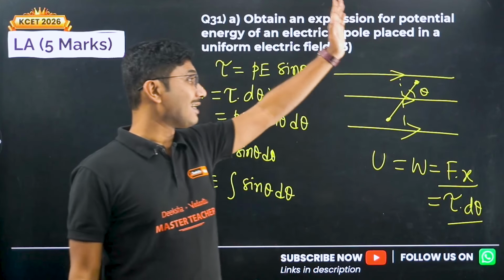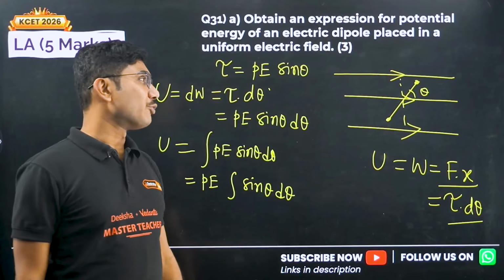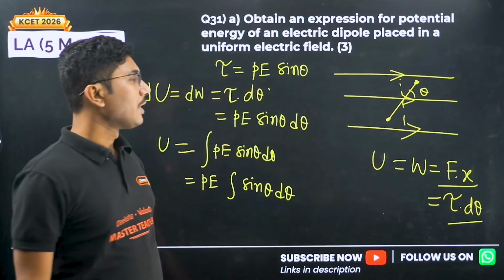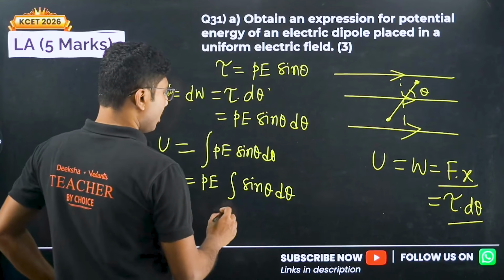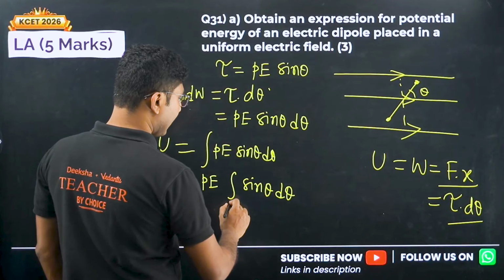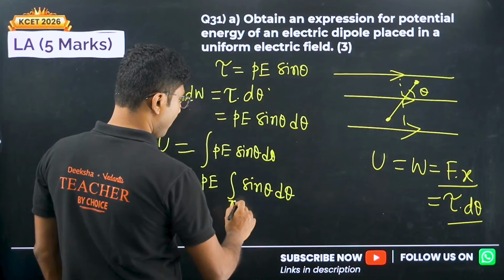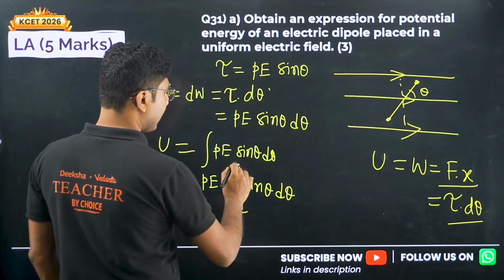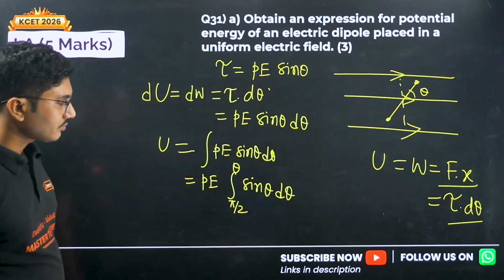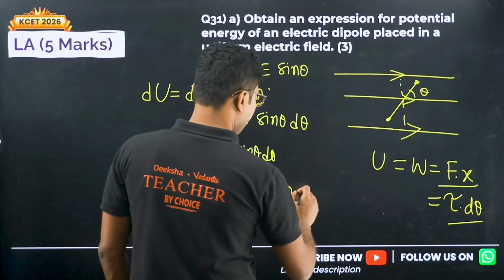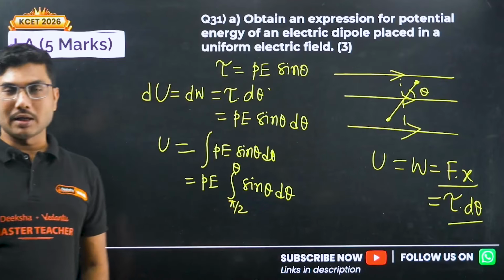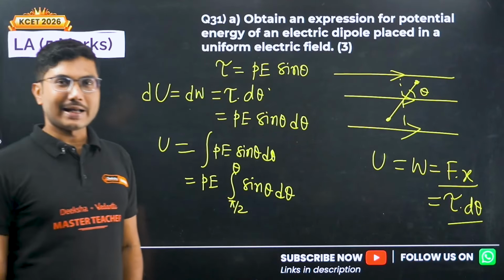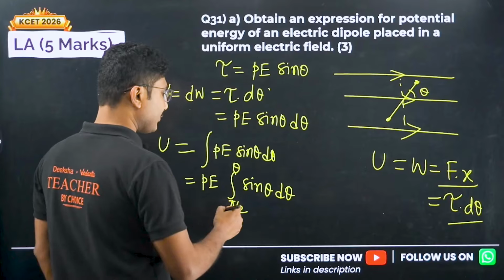In case of potential, we assume that when it is rotated exactly to an angle of 90 degrees, the potential is 0, and from there, whatever angle it has gone to, that is the final potential. So we will start at an angle of pi by 2 and we will reach our destination theta. Why are we taking pi by 2? Because we assume that potential energy is 0 at an angle of 90 degrees. We will see that eventually.